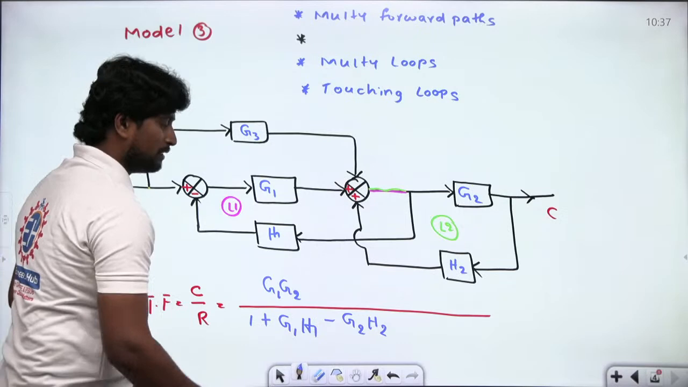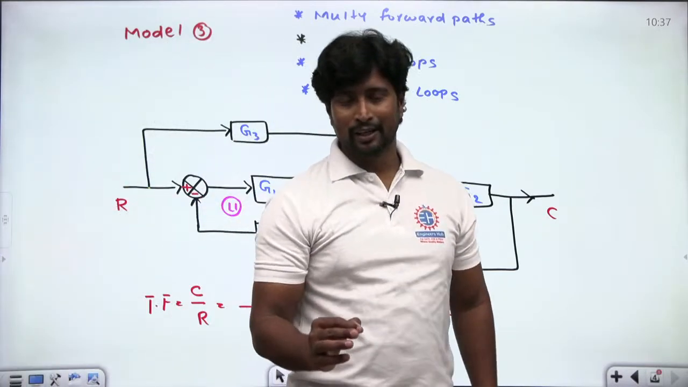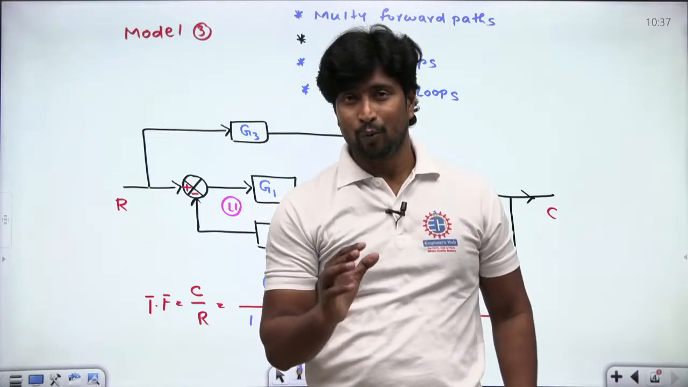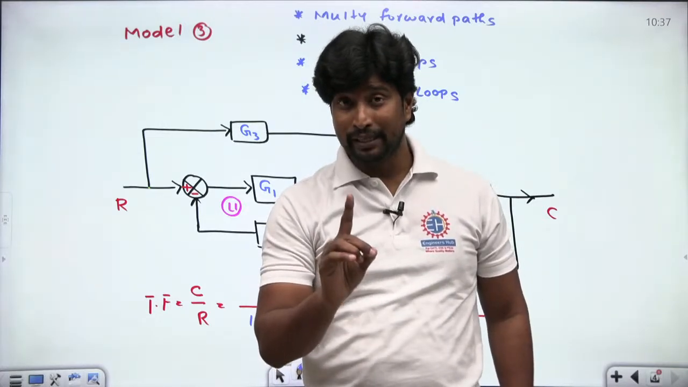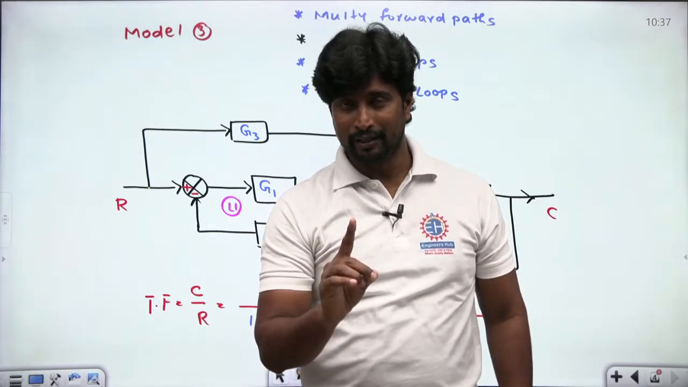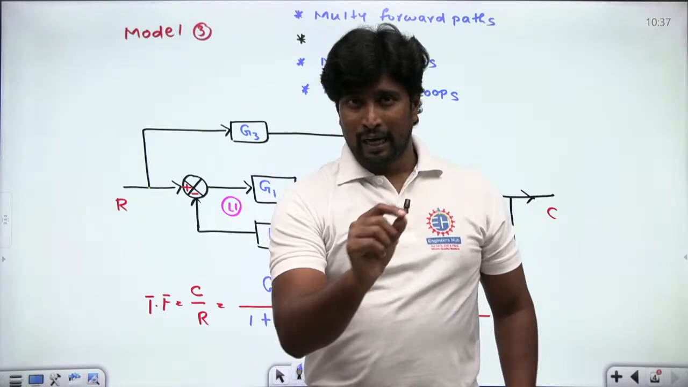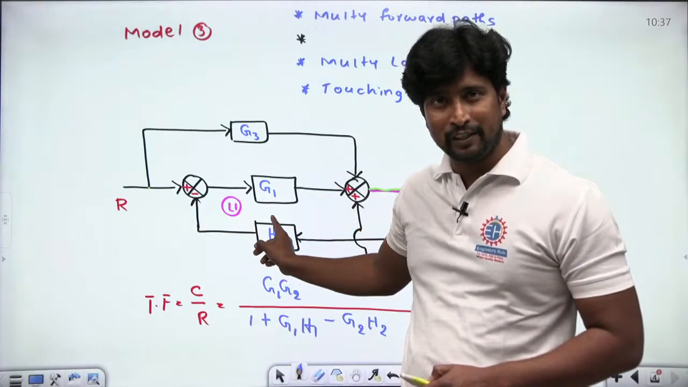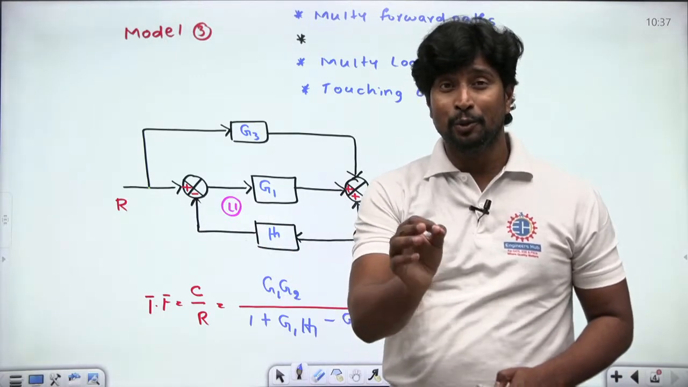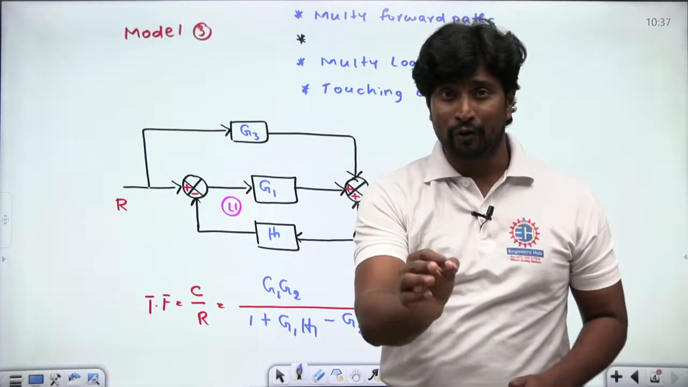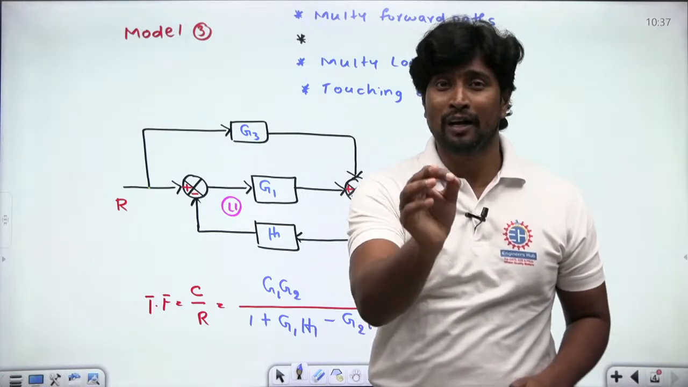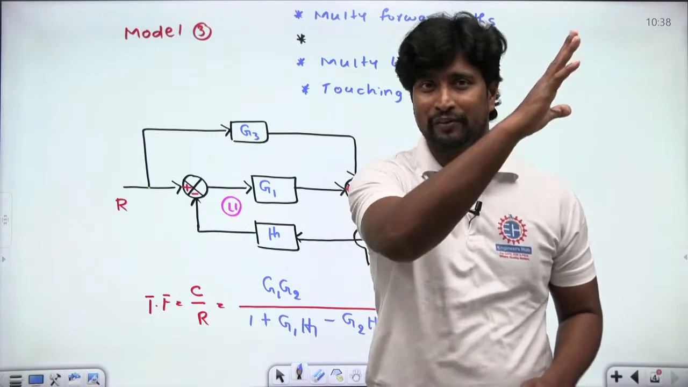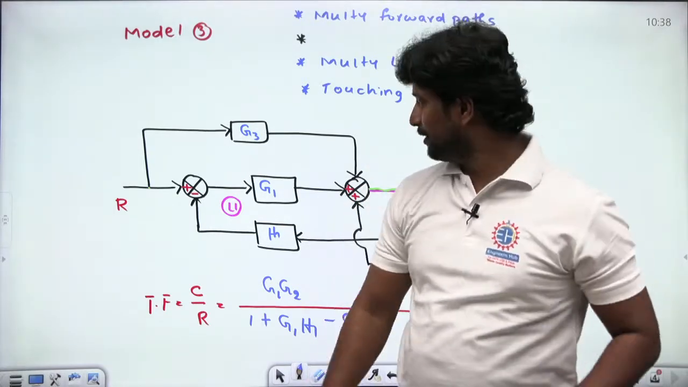The first forward path is G1, G2. But here, one small twist and one small observation is there. What is that observation? Guys, listen carefully to my voice. You have already written that forward path value, G1, G2. Parallelly, you need to observe whether that forward path is touching all the loops or not. Check once carefully.